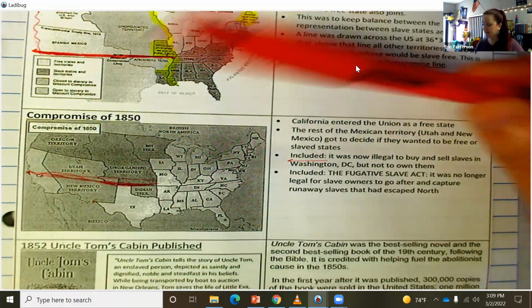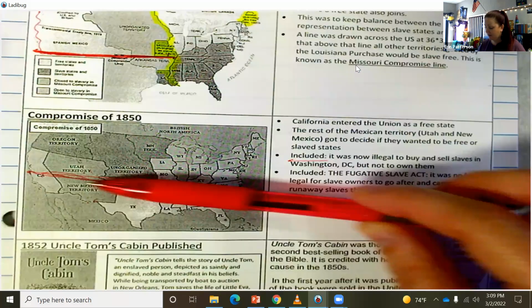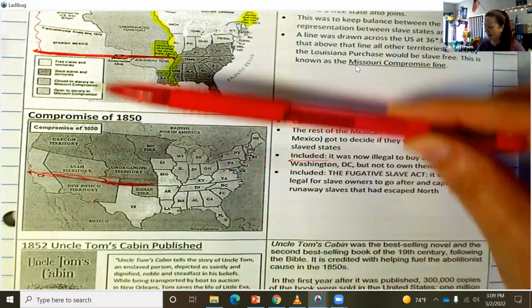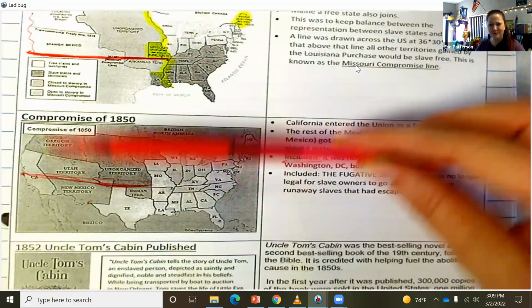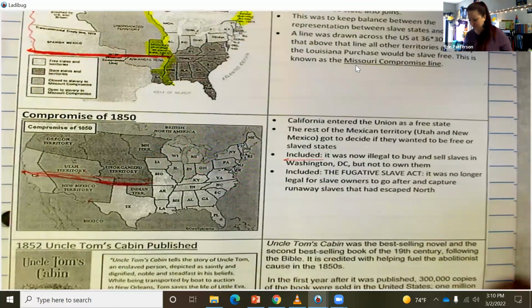So we had a compromise, no slavery here. Had a compromise here, but they're like, you get to decide. So it kind of canceled this one out. It made it a little wishy-washy. Okay.